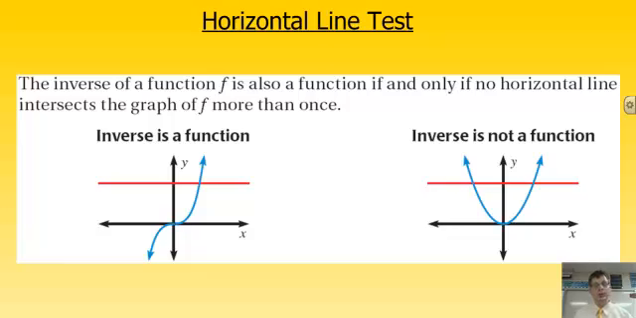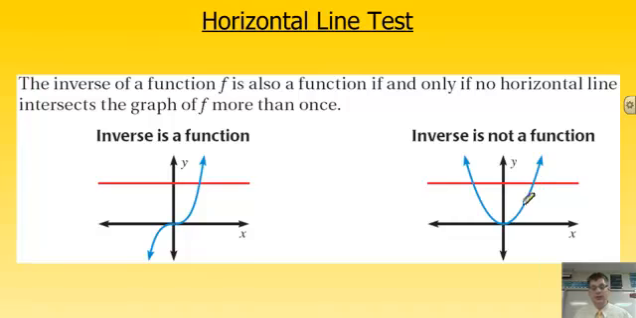Now, you can tell if the inverse is going to be a function simply by looking at the original function and doing what's known as the horizontal line test. So we have the vertical line test to see if a graph is a function, but we have the horizontal line test to see if its inverse is a function. But it makes sense. We can see that the inverse of this is going to be a function. It passes the horizontal line test, which has the same rules as the vertical line test. It can't cross more than once, and this will only cross once. But this one is not.